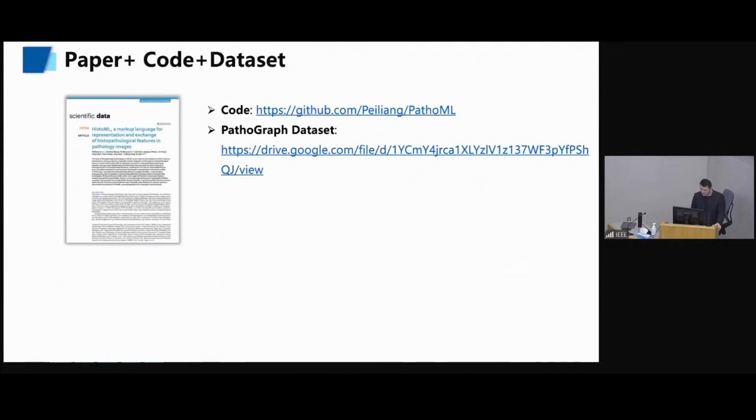Okay, so we have written 2 papers for this project. One has been published in Nature Scientific Data. The other one is also submitted to Nature Scientific Data and is currently under the second round of revision. All of the code has been made publicly available, along with a PathoGraph data set, which is constructed using the automatic pipeline we have developed.